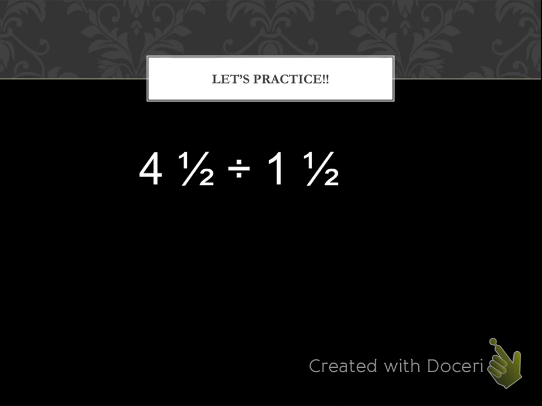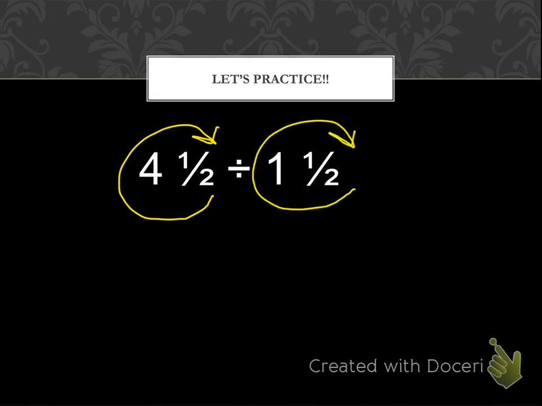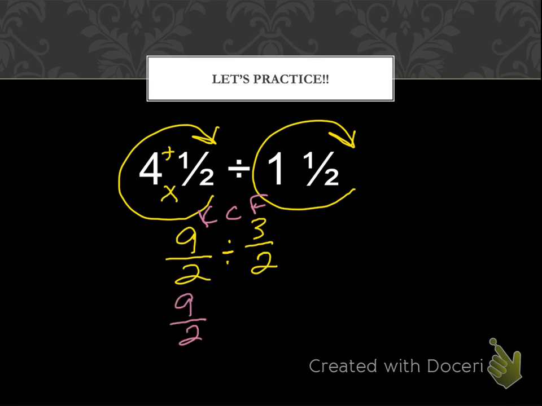Last one, and then you are off to take your exit ticket. Around the world. You always have to convert these mixed numbers to improper fractions. If you don't, you are going to get these wrong. 2 times 4 is 8, plus 1 is 9. 2 times 1 is 2, plus 1 is 3. Okay, keep, change, flip. 9/2 stays the same. Change division to multiplication and flip 3 over 2 to 2 over 3.